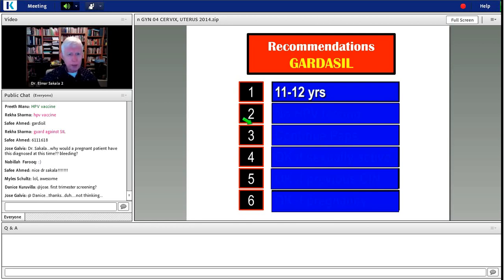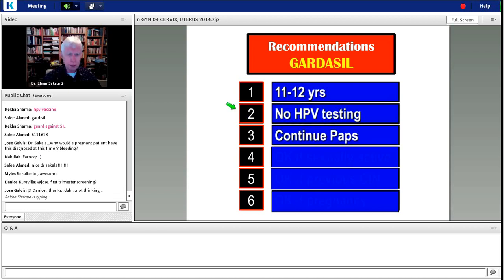Okay, so what do we say? You can give it as early as 8 or 9. The target age is 11. Do you need to do HPV testing beforehand? No. Do you need a pap smear? Yes, you do, because you could have a cervical dysplasia from types other than 6, 11, 16, and 18.